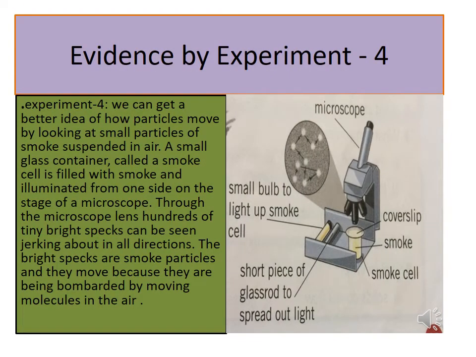Let us discuss the fourth experiment. We can get a better idea of how particles move by looking at small particles of smoke suspended in air. A small glass container called a smoke cell is filled with smoke and illuminated from one side on the stage of a microscope. Through the microscope lens, hundreds of tiny bright specks can be seen jerking about in all directions. The bright specks are smoke particles and they move because they are being bombarded by moving molecules in the air.